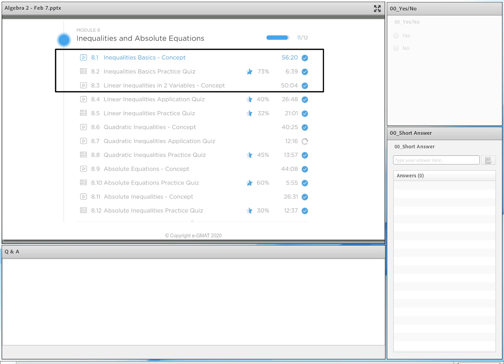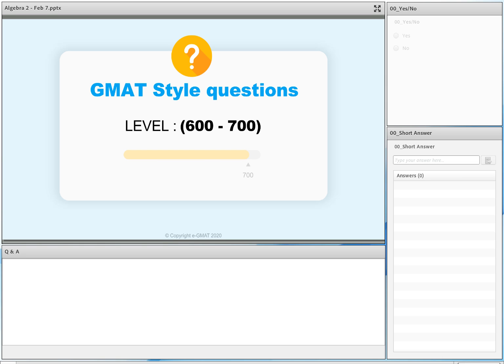Before I move ahead with the next set of questions, which would typically be of 600 to 700 level, we'll start off with two questions of the 600 level, and then move ahead to the 700 level questions.